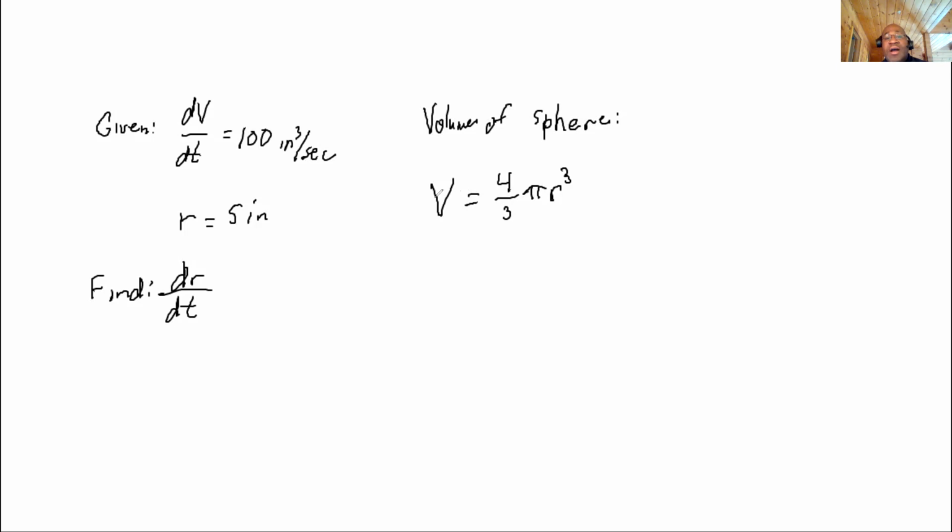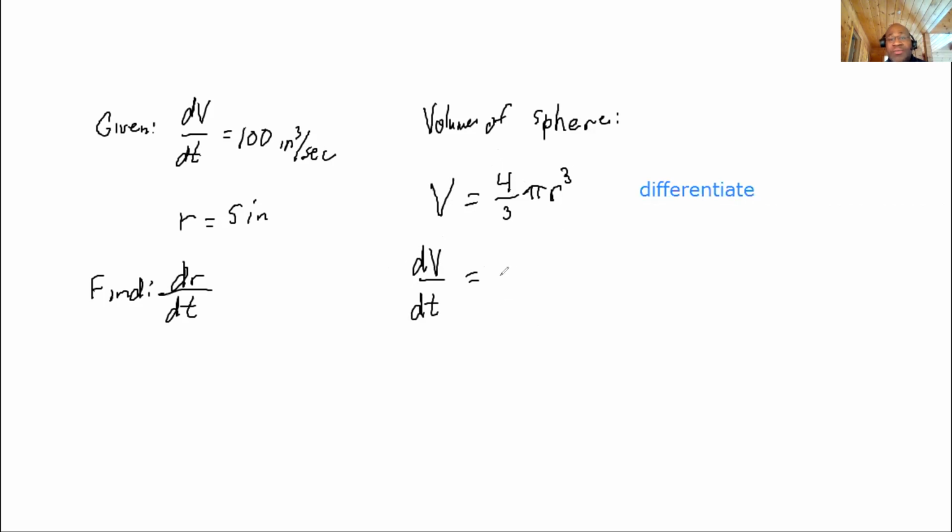All right, so now we have our volume equation. So now, what's the next step? To use implicit differentiation to differentiate both sides here with respect to t. So on the left side, we have dV/dt. The derivative of V is just 1 times dV/dt.